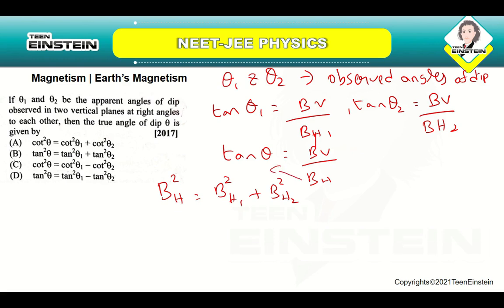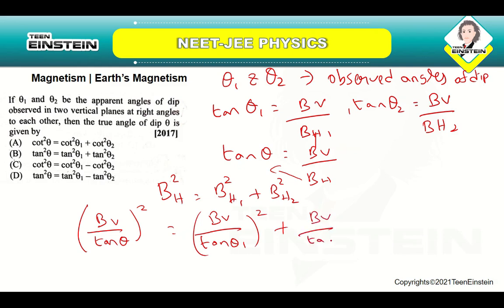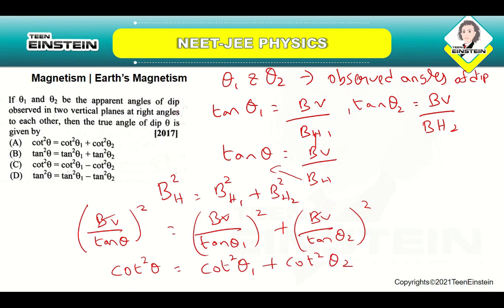So BH square will be BV by tan theta the whole square, equal to, similarly, BH1 is BV by tan theta 1 the whole square plus BV by tan theta 2 the whole square. Okay, so all the BV's will get cancelled with each other, and you know 1 by tan theta is cot theta, so it is already squared, so cot square theta is equal to cot square theta 1 plus cot square theta 2. So the true angle of dip is given by cot square theta is equal to cot square theta 1 plus cot square theta 2. So the correct answer is option number A.